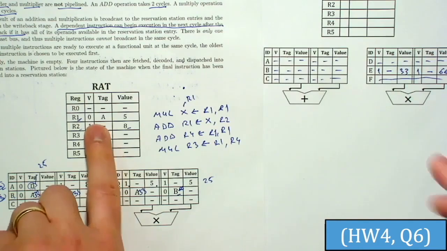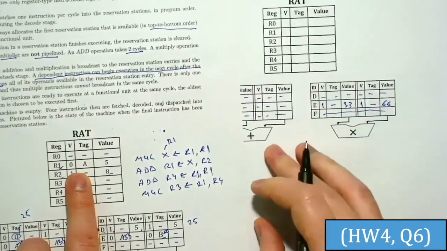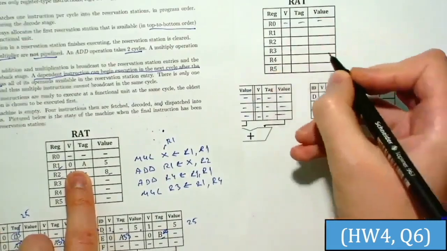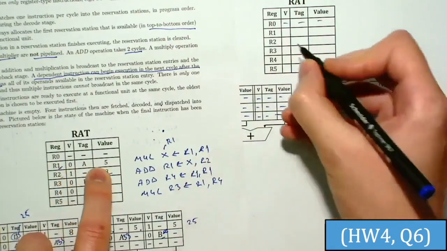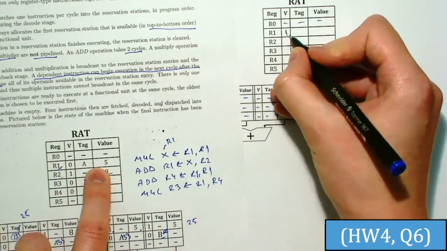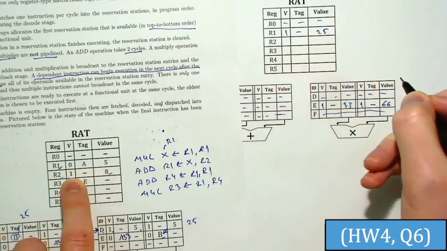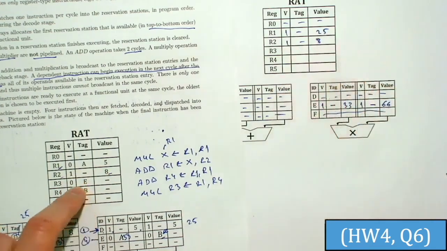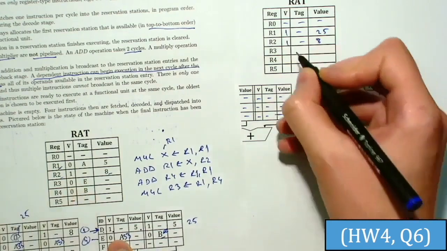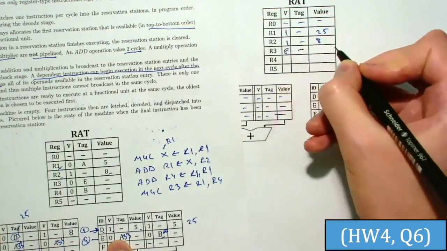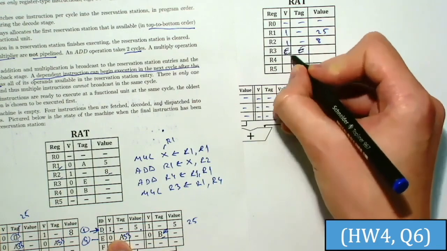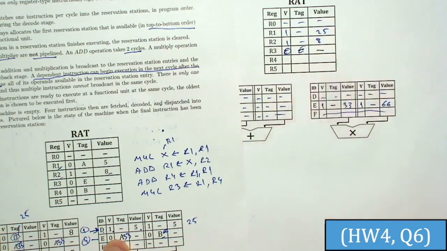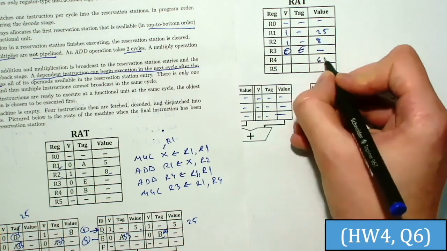Okay, and to fill the register table, it is again the same thing. We already calculated the values, so we know A was 25, so this will be updated to 25. R2 is untouched. R3 is set by this instruction. It's not complete yet. So, sorry, this is E, this is 0, and we don't have the value. And then R4 is B, which is 66.